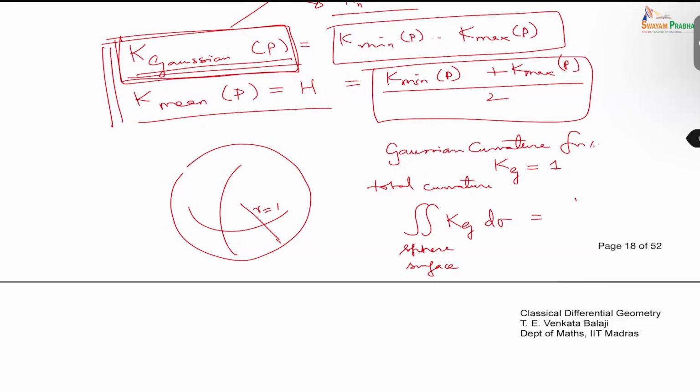Then this will be equal to the integral over the sphere surface of d sigma, and this is just going to give you 4 pi. And notice that this is also equal to 2 pi chi, and that's Gauss-Bonnet. So now you can literally see Gauss-Bonnet here.